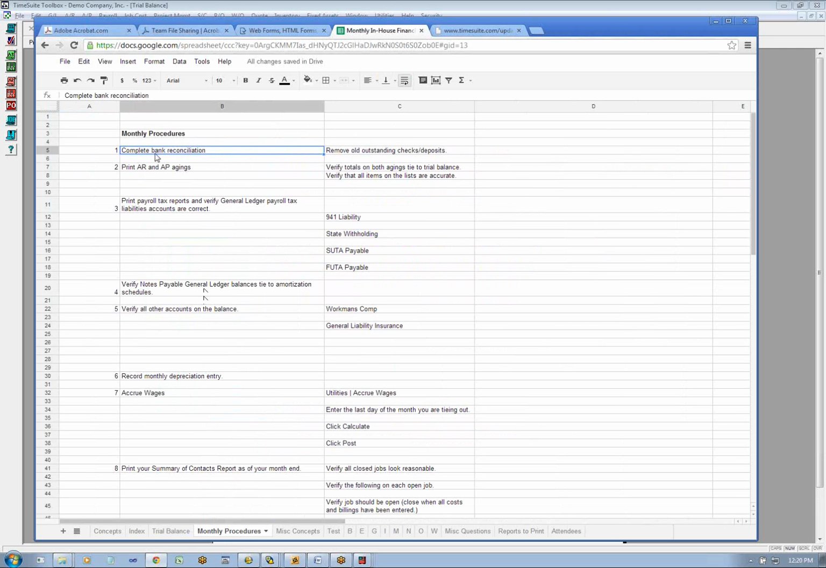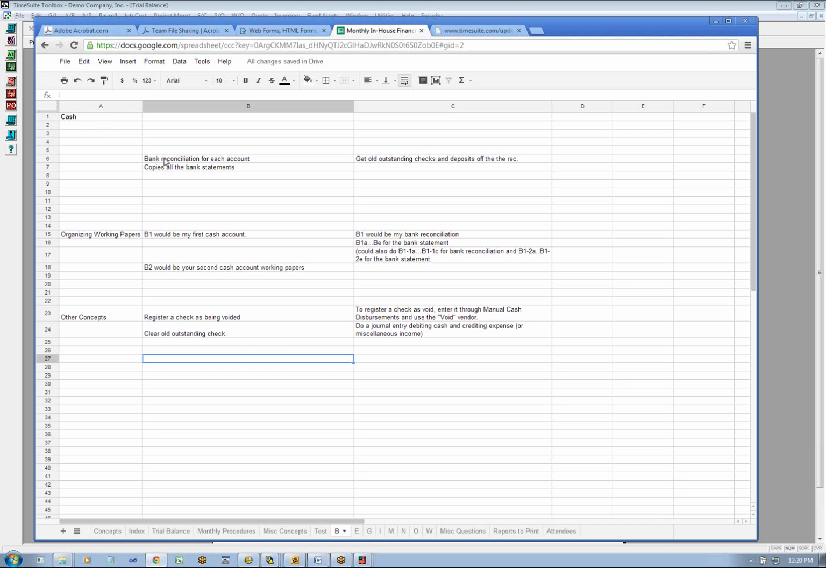For our monthly procedures, we would have a checklist for each of these items, and we'd say, okay, complete the bank reconciliation, remove old outstanding checks and or deposits. So we would produce that. We'd have a set of B work papers, and with our B work papers, we would basically take the bank reconciliation for each account, and we'd get our old outstanding checks and deposits off the rec. We'd copy the bank statements, and then what I want to do here is figure out if we can store those in this Google Doc so that we've got all that. We'll do that as we go.